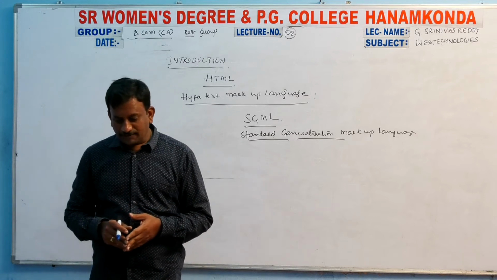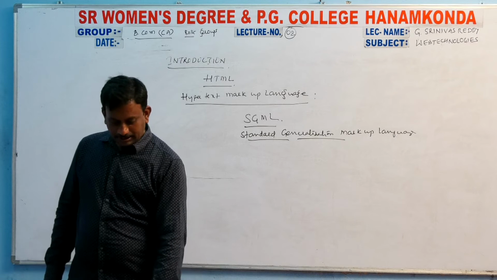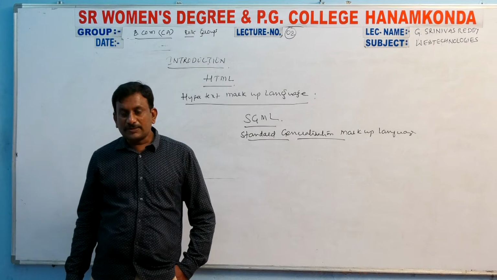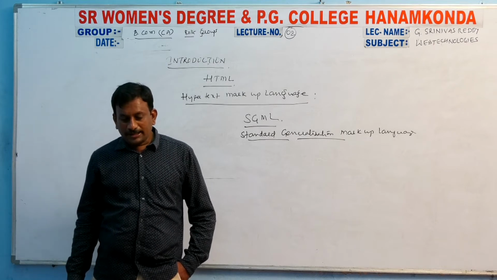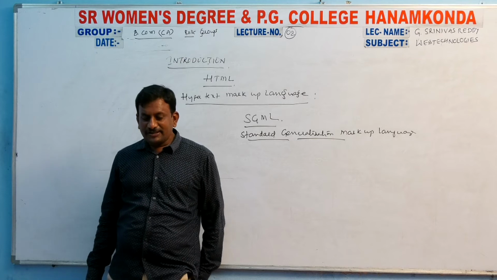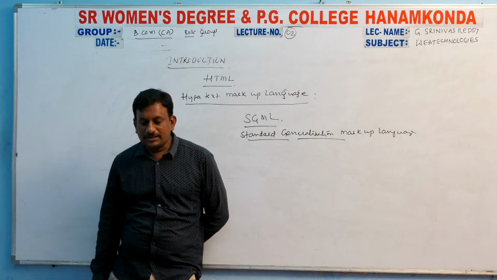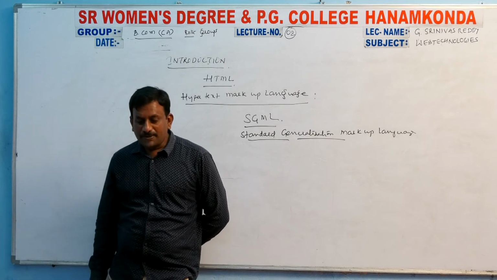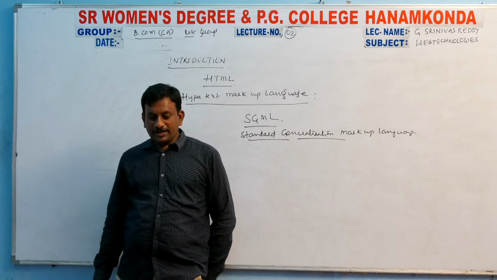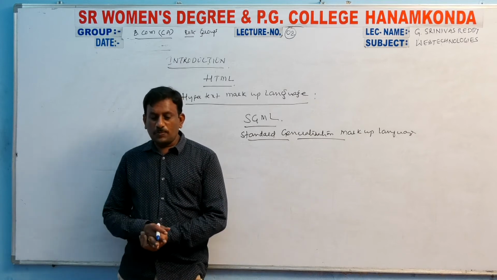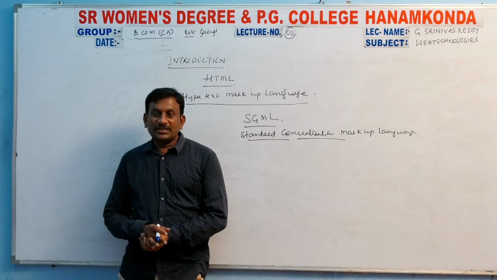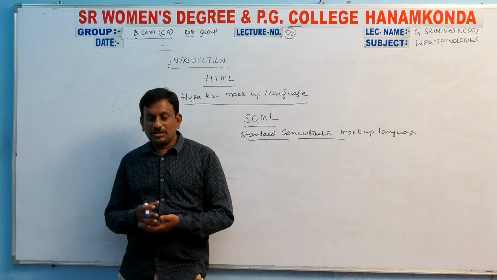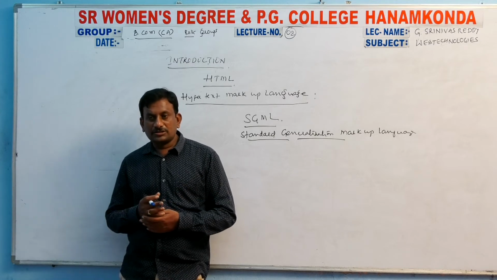Hypertext markup language is used for creation of web pages. Hypertext defines the link between the web pages. Hypertext means link establishing between web pages. Markup language is used to define text documents within tags, with tag language. That is known as hypertext markup language.